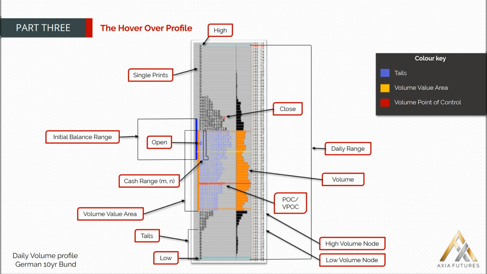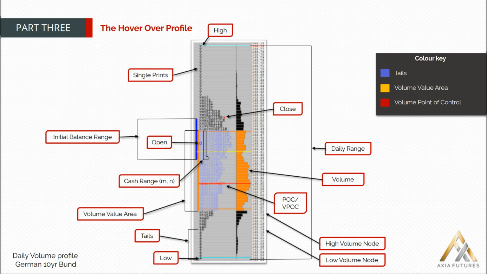We then have the cash range. The cash range traditionally is the first hour of trade once the cash begins. Again, in the European session, the cash trade tends to open an hour after the futures open. In the US, this is very different. So again, note the time differences. If you're unsure, you can find out more information on either the CME website, the Eurex website, or the Life website.